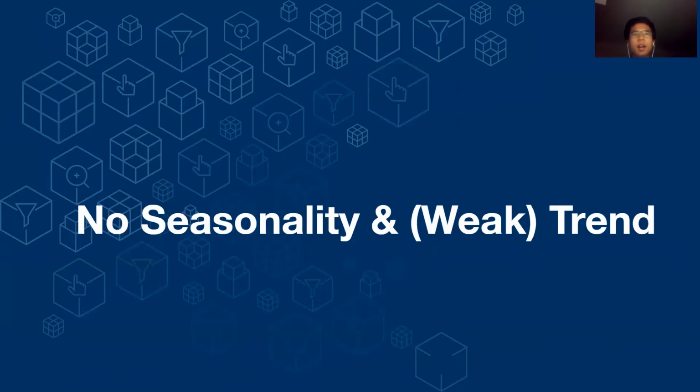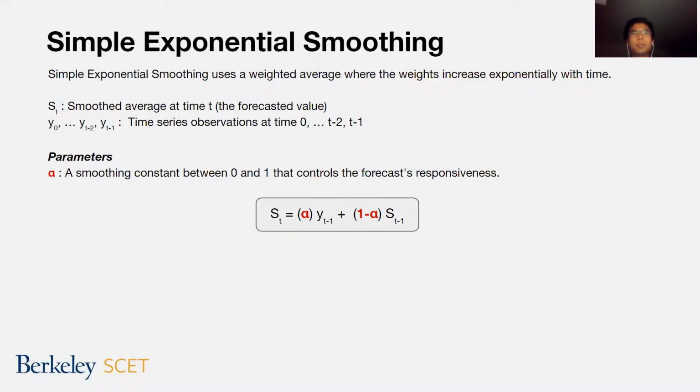So first of all, when there's no seasonality and a weak trend, you can use something called simple exponential smoothing. This is essentially a weighted averaging technique where you place greater weight on more recent observations. For example, here, our goal is to predict the smoothed average at time t, and we have observations at time 0 and time t minus 1. And here we have one parameter to control. It's called the smoothing constant, alpha, which is between 0 and 1, and it controls the forecast's responsiveness.